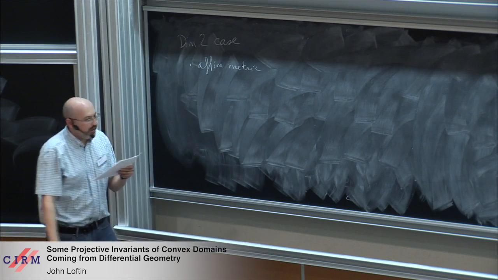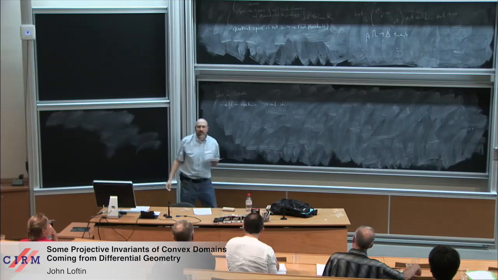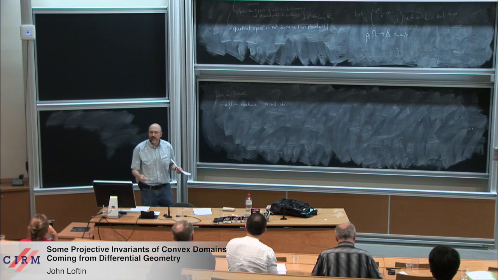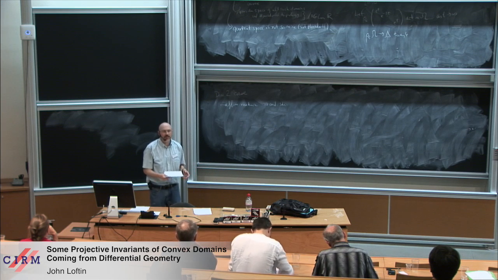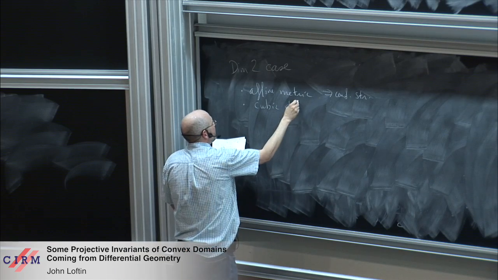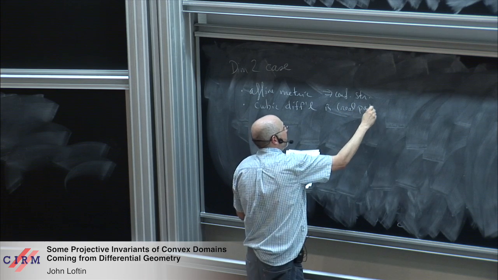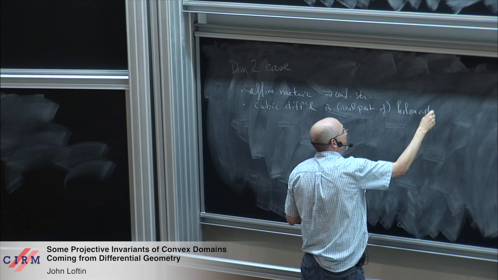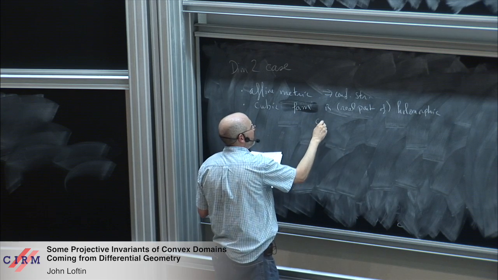The affine metric, in particular in dimension 2, will give you a conformal structure. Okay? This may or may not be very interesting if you're just talking about a domain, but I'm also going to be considering quotients. So there's going to be an analog of Teichmüller type theory coming up. And moreover, the cubic form is the real part of a holomorphic cubic differential.